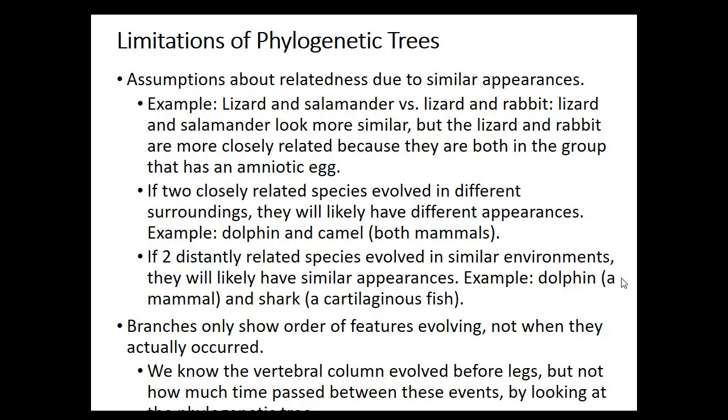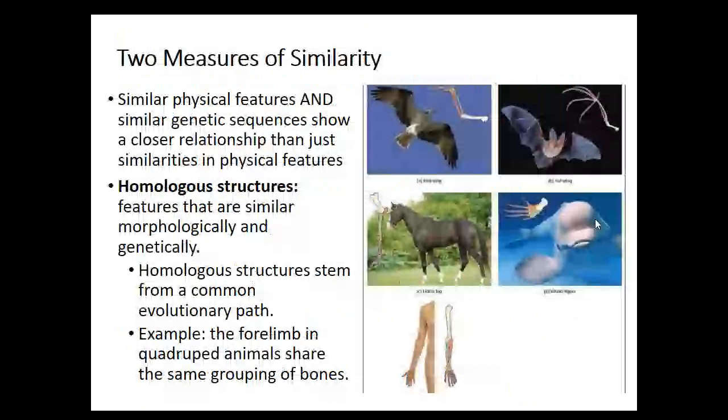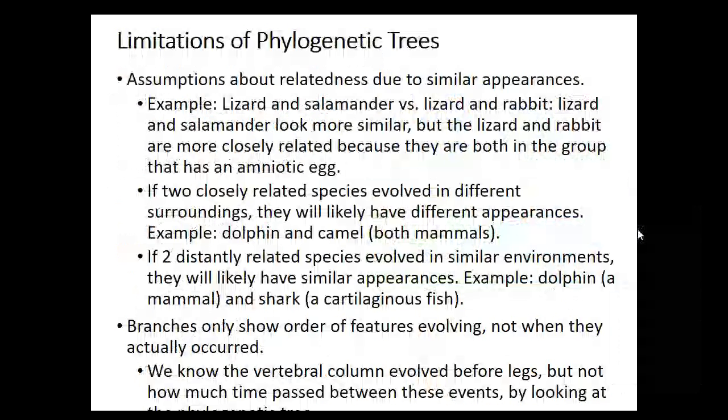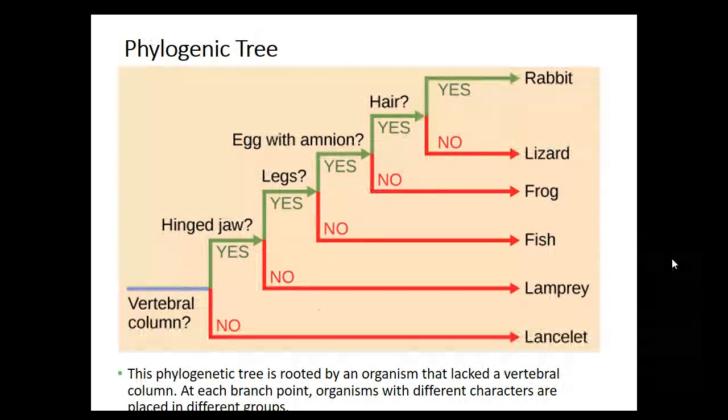It says branches on these evolutionary trees only tell us the order in which things occurred. They don't tell us when they occurred or how much time. So this only tells us that the hinged jaw evolved and appeared before legs did, but it doesn't tell us how many millions of years passed.